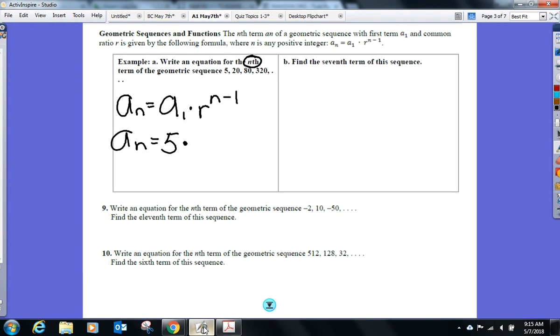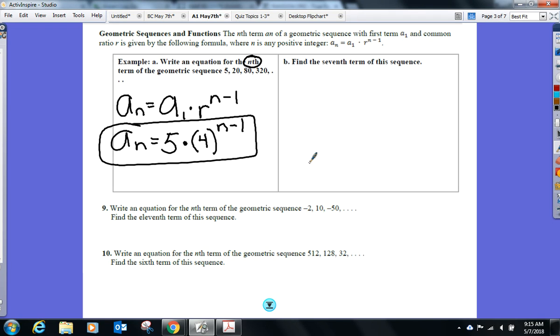25 times (4). Hey, I appreciate if you put the 4 in parentheses, and I'll tell you why. Don't try it. You cannot multiply the 5 and the 4. You will never be able to multiply your first term by the r value. This is it right here, guys. We're done. This is the formula for the nth term. Do not try to multiply those two. You cannot. This goes together. So I can't multiply it by 5.